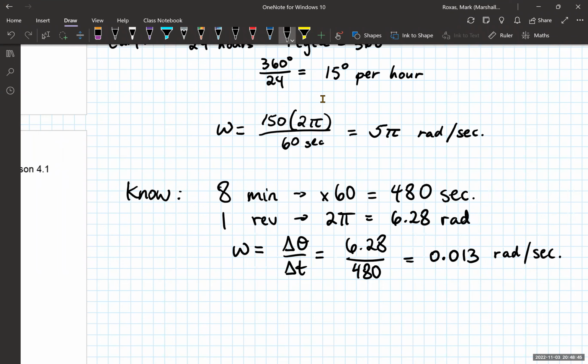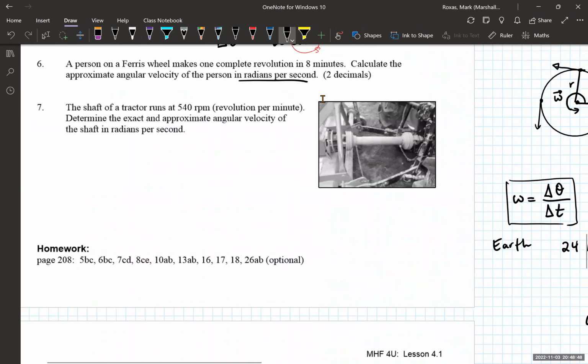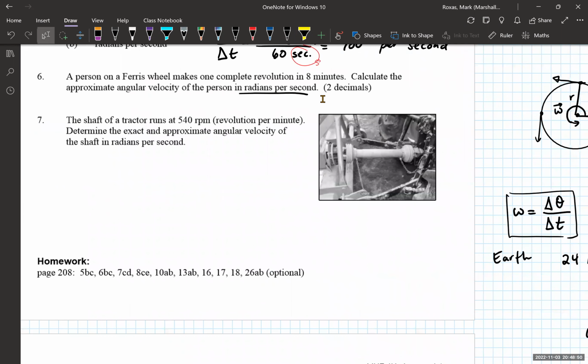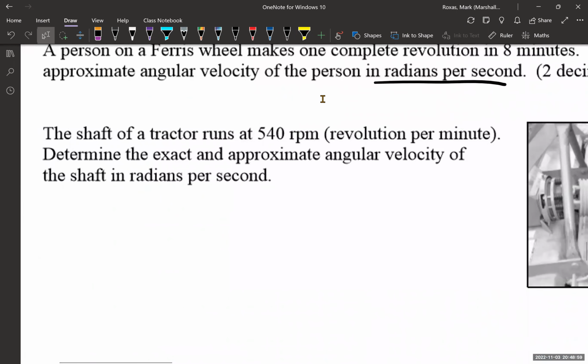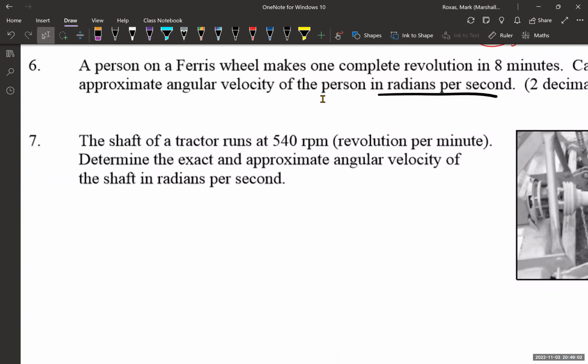And then my last example, question 7. The shaft of a tractor runs at 540 RPM, revolutions per minute. And there's a picture of a little shaft. You can imagine that thing spinning, 540 RPMs. Determine the exact and approximate angular velocity of the shaft in radians per second. So this is something that's turning fast. Again, what do we know? The rotation is 2 pi, and it's going around 540 times, 540 revolutions in a minute. So the change in time is equal to 1 minute, or 60 seconds.